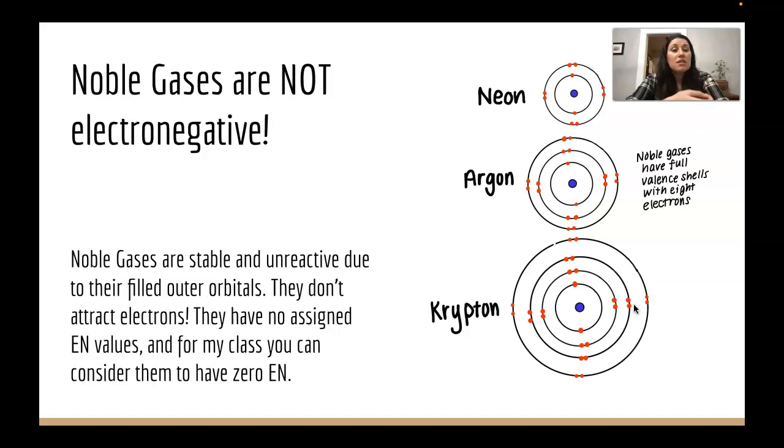Because of this, they're very energetically stable, and so they don't attract any more electrons. They don't want to give up any electrons, but they don't want to attract any more. So they have no assigned electronegativity values. And for my class, you can assume and consider them to have 0 electronegativity. Also, we talk about noble gases not being involved in bonding very frequently, and this is why.